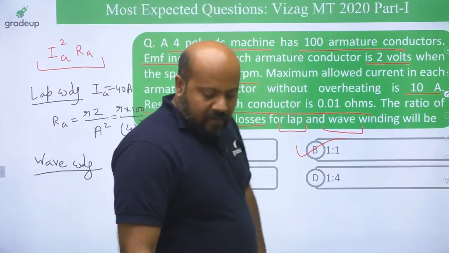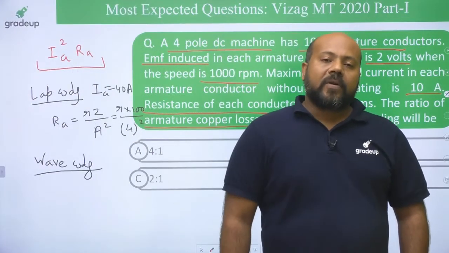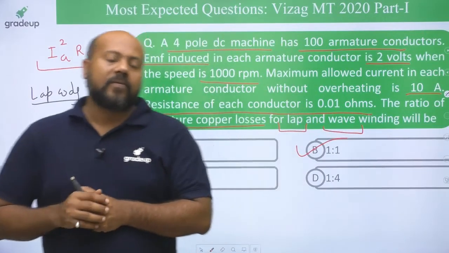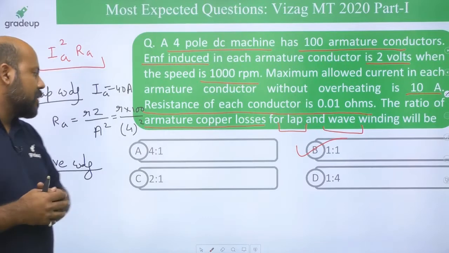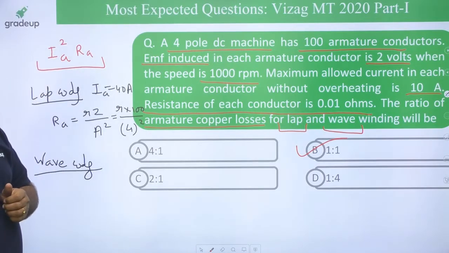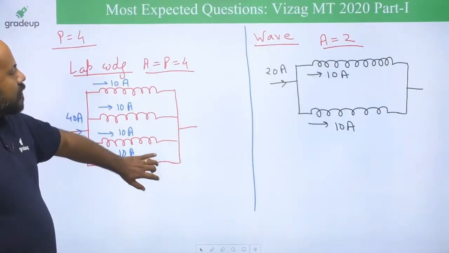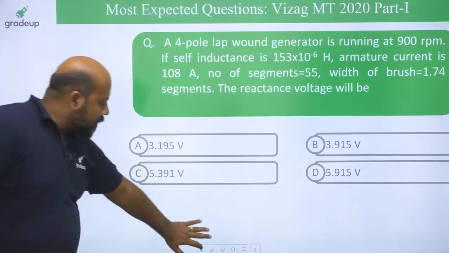So what we have done, we have seen the armature circuit copper loss ratio with respect to the lap winding and the wave winding. So you have to find the current effectively and the armature resistance, and you can find the ratio. Everybody, if you are able to get it, just tell me yes or no. Quickly move on to the next question. Try to do this problem.